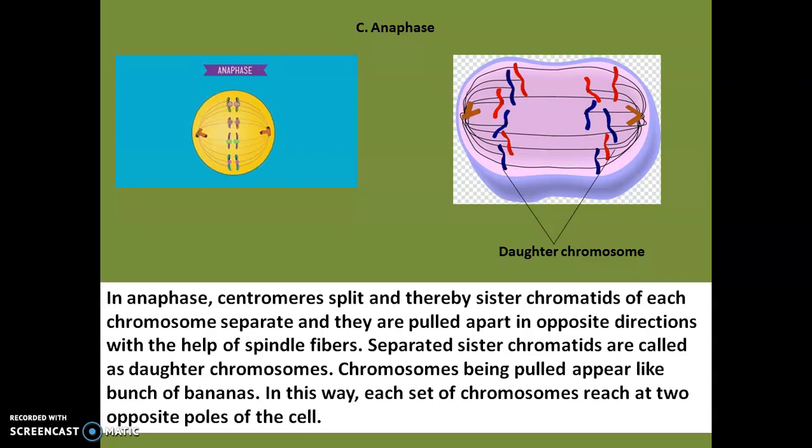Chromosomes being pulled appear like a bunch of bananas. Okay, you can assume that it's a bunch of bananas. In this way, each set of chromosomes reaches the two opposite poles of the cell. Okay, so this is one pole of the cell, this is the opposite pole of the cell. So as we can see, each set of chromosomes has now reached the opposite pole of the cell. Even in this diagram we can see how the chromosomes have been pulled by the spindle fibers, are separated from each other and going to the opposite poles of the cell.